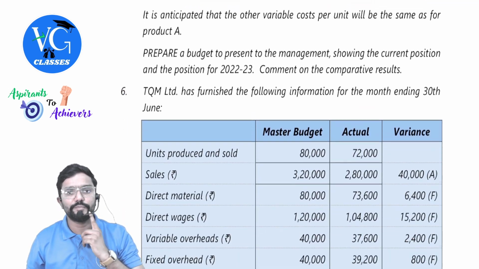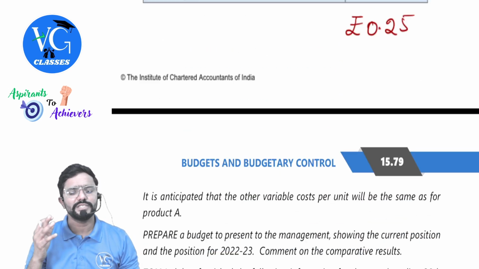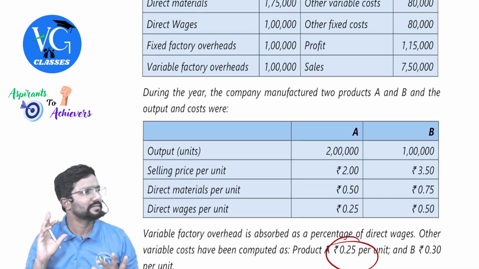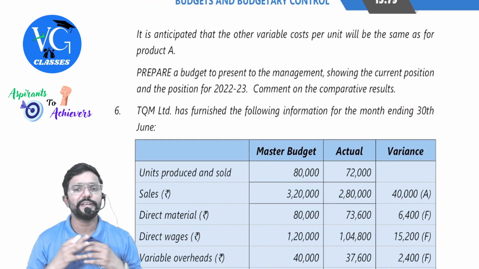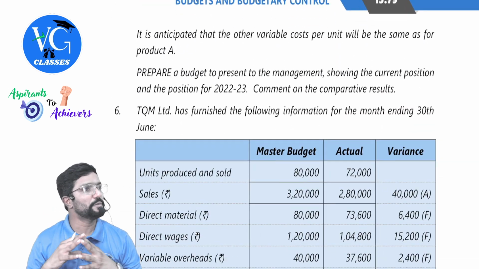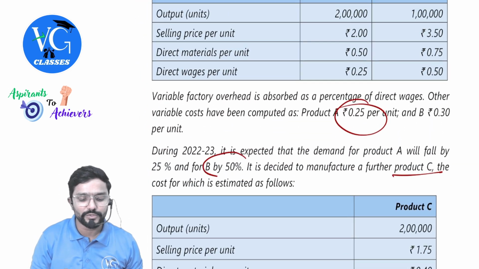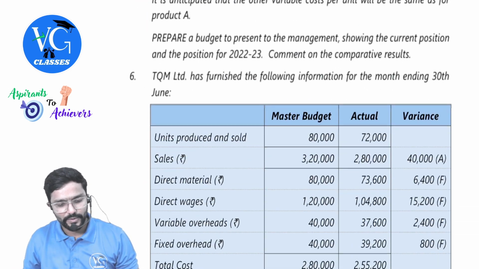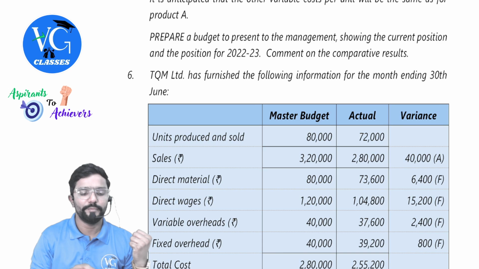Prepare a budget to present to the management showing the current position. Current position means everything is given, copy paste in the format, obvious. And the position for 22-23. That means we will bring a new product into picture. But guys, please be careful. There is a fall in sales also of A and B. Okay, sir. Comment on the comparative result. Which is better? Which is better?